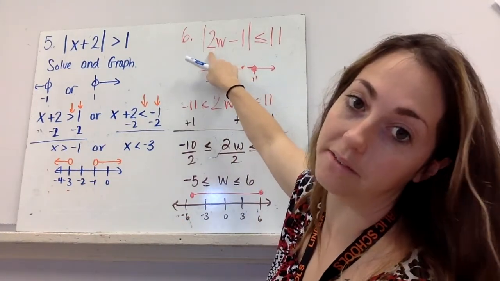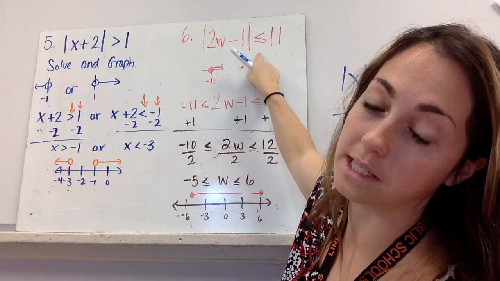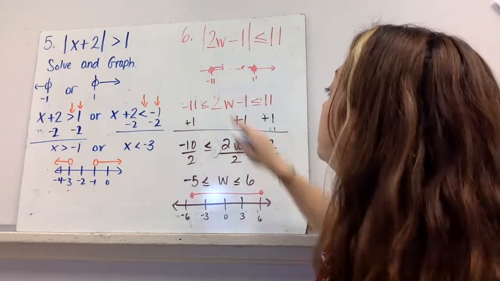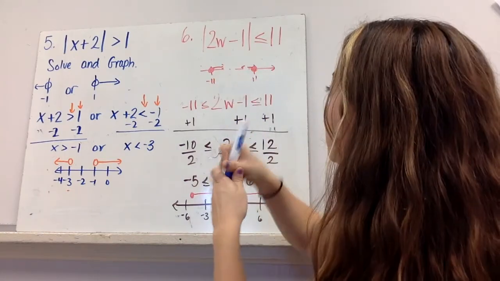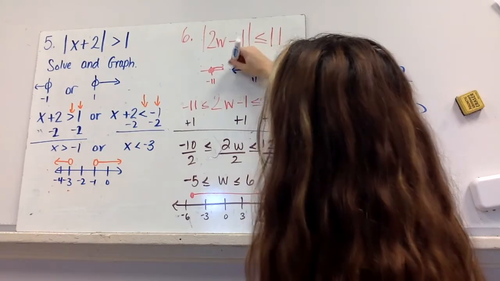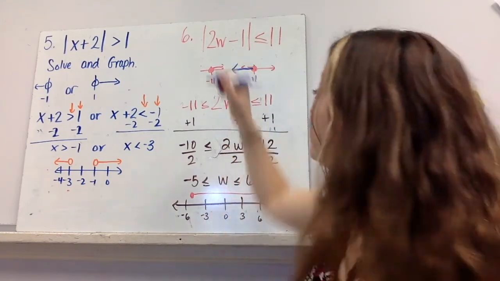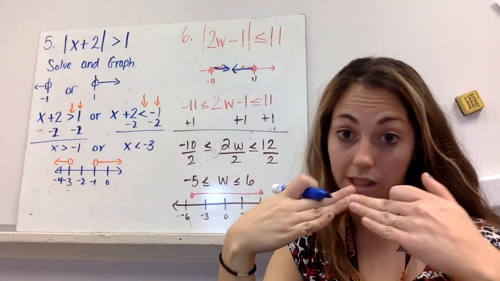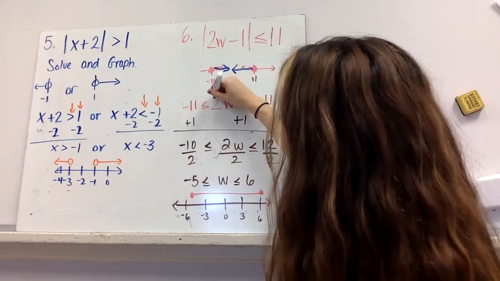For number 6, I have the absolute value of 2w minus 1 is less than or equal to 11. Less than, it tells me it's an and scenario, right? Because less than 11, here's my 11, it got smudged when it fell on me. Less than 11 is going in that direction, which means greater than -11 is going the other direction. They're going towards each other. So that's how I know it's my and.